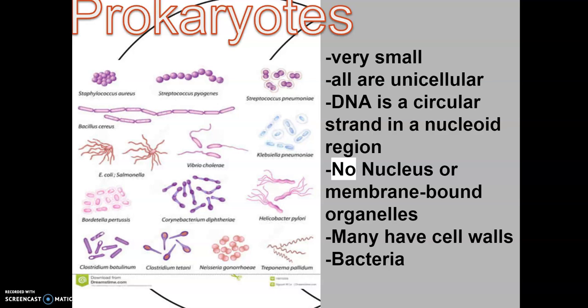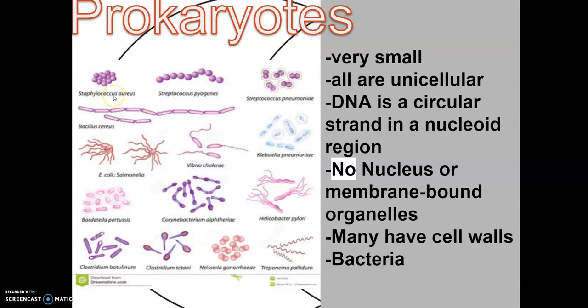Now, they are very small. You would use a microscope to see them, but the power of the microscope that you're going to need is probably a little bit more than what we have to offer. They're all unicellular. Now, if you're looking at these pictures here and you're thinking, well, those are more than one cell. Well, they're not really more than one cell. They're just some cells that are linked together. And the way that they are arranged is sometimes in their name.